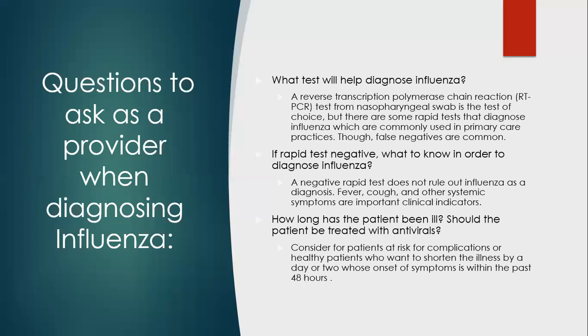The third question being, how long has the patient been ill? Should the patient be treated with antivirals? You want to know how long the patient has been ill because antivirals are only considered during the first 48 hours of symptom onset. They are considered for patients who are at high risk for complications or healthy patients who want to shorten their illness by a day or two.